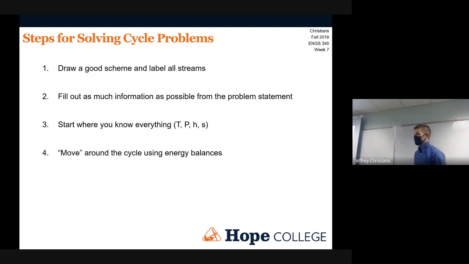Then in step three, you're trying to figure out where to start. You have to start where you know everything. What that means is, if you know two independent pieces of information, you can look up the rest, and that's what I'm talking about. There might be only a single point on the cycle where you know that. There might be three points. It doesn't matter how many there are. You just have to pick one.